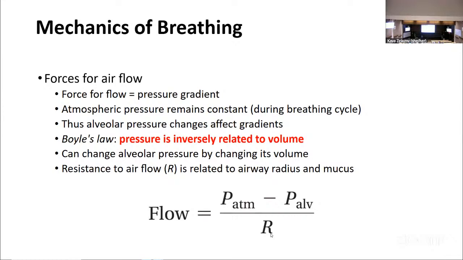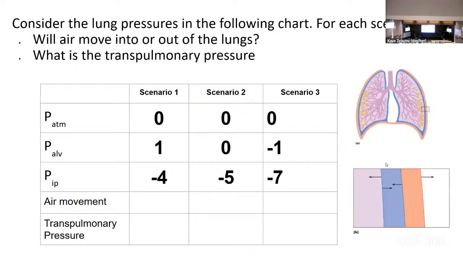Because mucus takes up space. So that's essentially a narrowed radius as well. But we're going to stay thinking about the alveoli and these lung pressures for a little longer. Okay. So we're going to do a couple practice scenarios just to make sure that we know which pressures to think about as we're thinking about inspiration, expiration, and the time between our breaths when we're at rest.